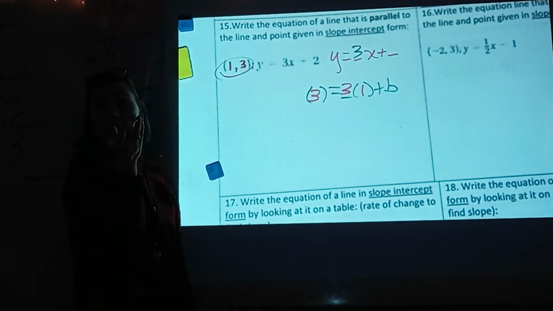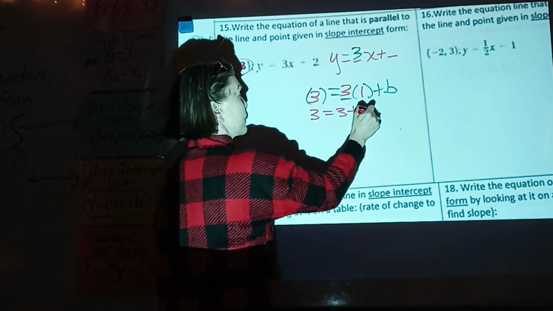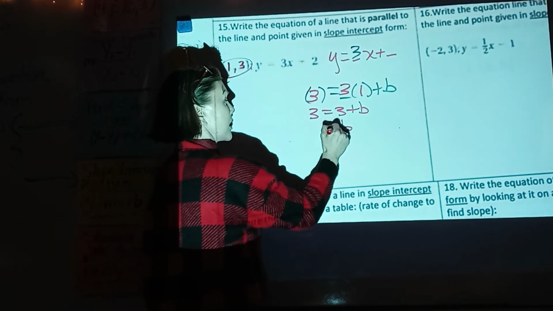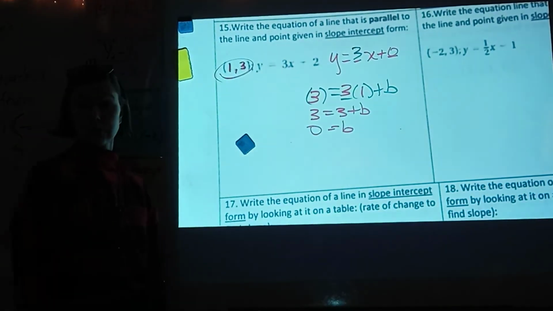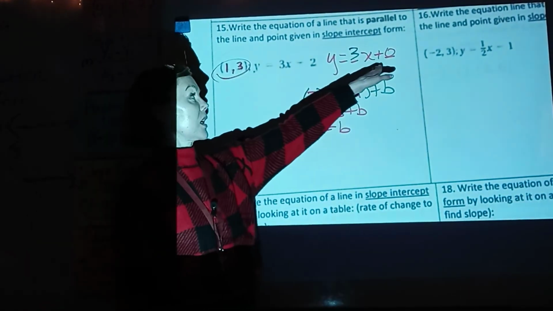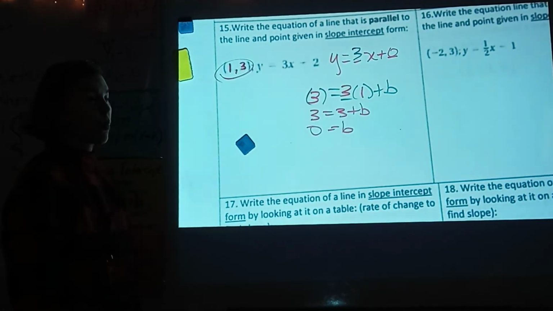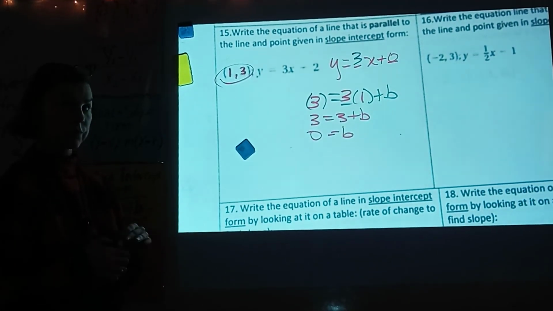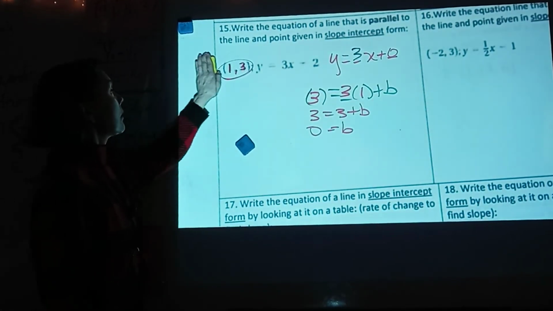So now all we have to do is solve for b. So 3 equals 3 plus b. Subtract 3 from both sides. b equals 0. Well, there you go. Put plus 0. Done. Obviously, plus nothing means just nothing. So if you were to rewrite it, you just write y equals 3x. That was 15. Moving on.